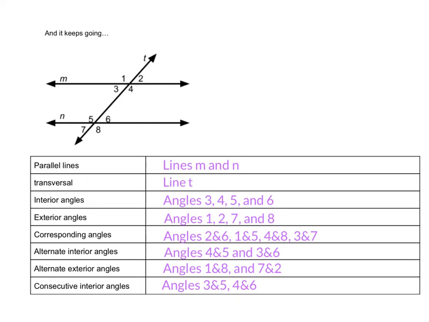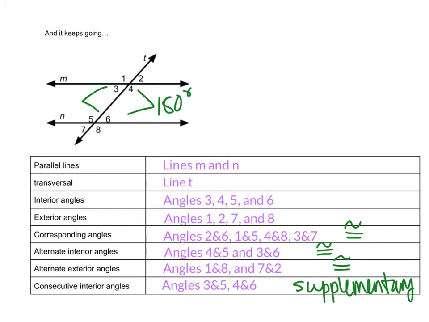So the corresponding angles are going to be congruent. Alternate interior angles are also going to be congruent. Alternate exterior angles are congruent, and consecutive interior angles are supplementary. So that's what I would add to the chart, summarizing everything. So these are the ones that are supplementary, and actually I'm just going to put 180 degrees here. So these are the ones that are supplementary, those same side, those consecutive interior angles.